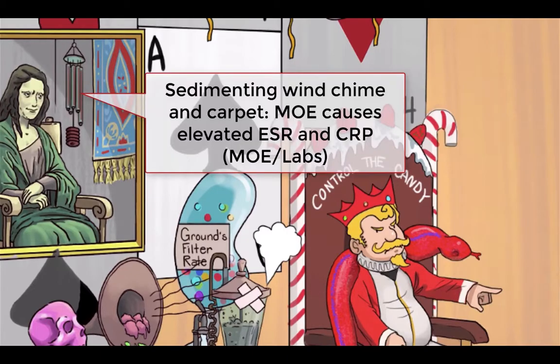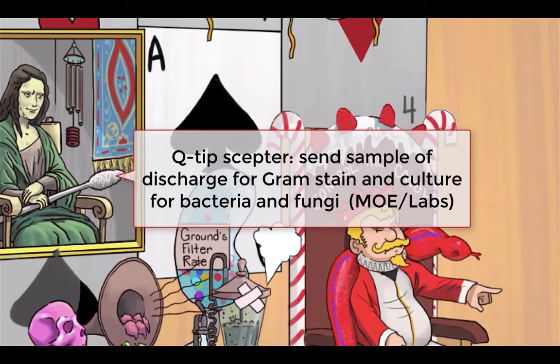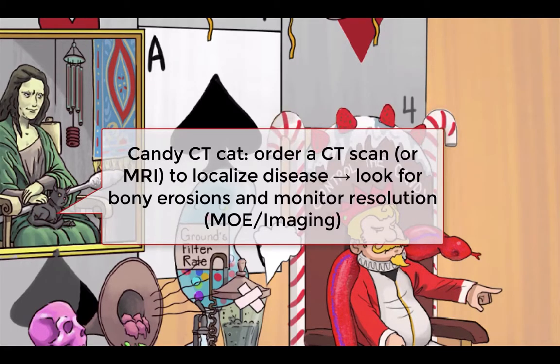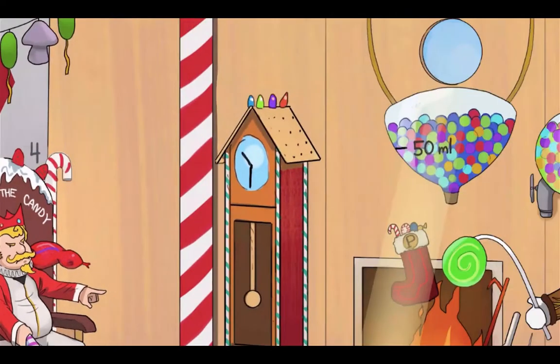A characteristic, though nonspecific lab finding is an elevated ESR and CRP. If there's ear discharge, swab it and send a specimen for gram stain and culture for bacteria and fungi. A CT or MRI can help you localize disease, look for bony erosion, and monitor resolution. Treat with an anti-pseudomonal antibiotic. Oral ciprofloxacin is the agent of choice, or an anti-pseudomonal beta-lactam if the strain of Pseudomonas is resistant.